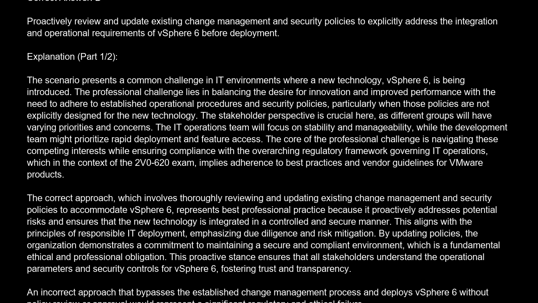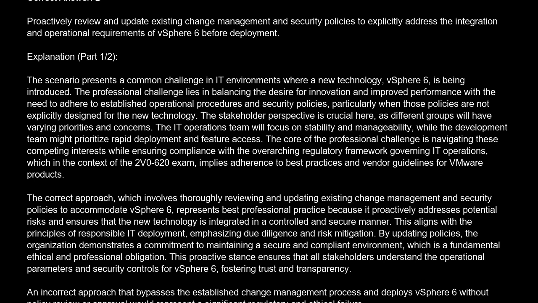being introduced. The professional challenge lies in balancing the desire for innovation and improved performance with the need to adhere to established operational procedures and security policies, particularly when those policies are not explicitly designed for the new technology. The stakeholder perspective is crucial here, as different groups will have varying priorities and concerns.